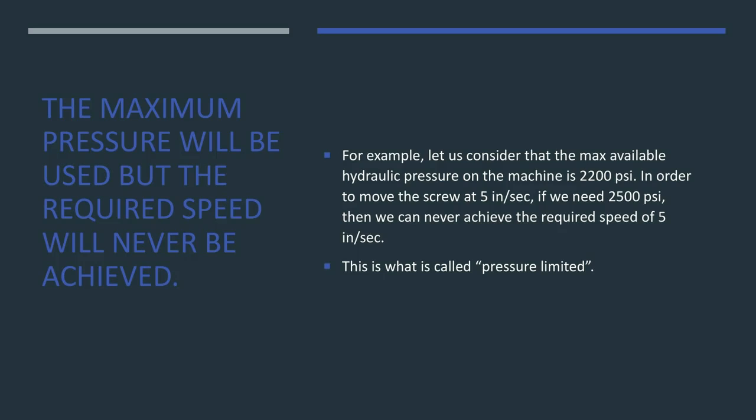As an example, let's say a hydraulic machine has a max available hydraulic pressure of 2,200 PSI. In order to move the screw at 5.5 inches per second, we'll say that's our ideal injection speed, it will require 2,500 PSI. Then we can never achieve the required speed of 5.5 inches per second. The maximum pressure, 2,200 PSI, will be used, but we're not going to get the speed that we want. It'll never be achieved. So that is being pressure limited.